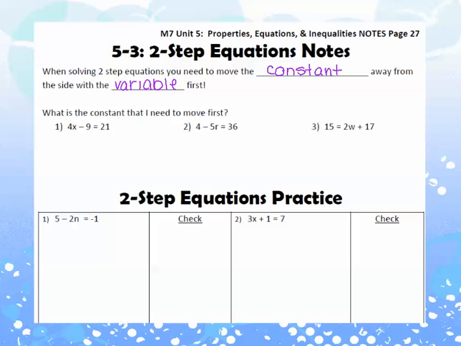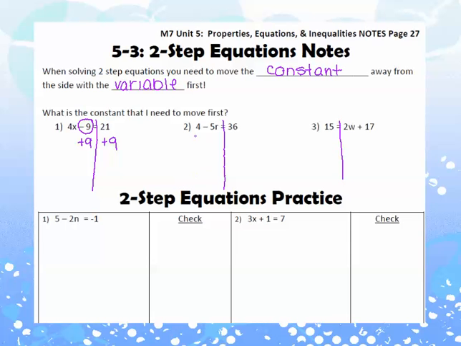So the constant is going to be the number that's by itself that's on the same side as the letter. So if I draw my lines through these equations, the question is, what is the constant that I need to move first? Well, if I look at the side with the letter, the constant in this case is going to be -9, either way you look at it. The inverse of -9 is going to be +9 to both sides.